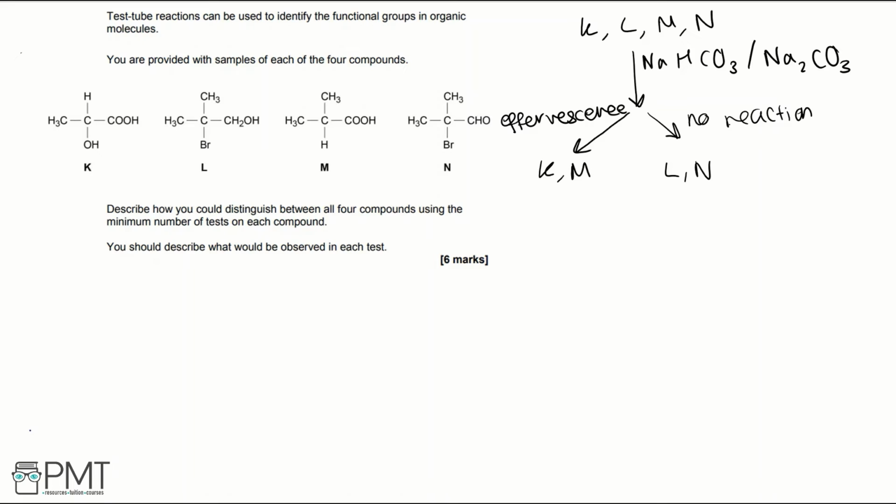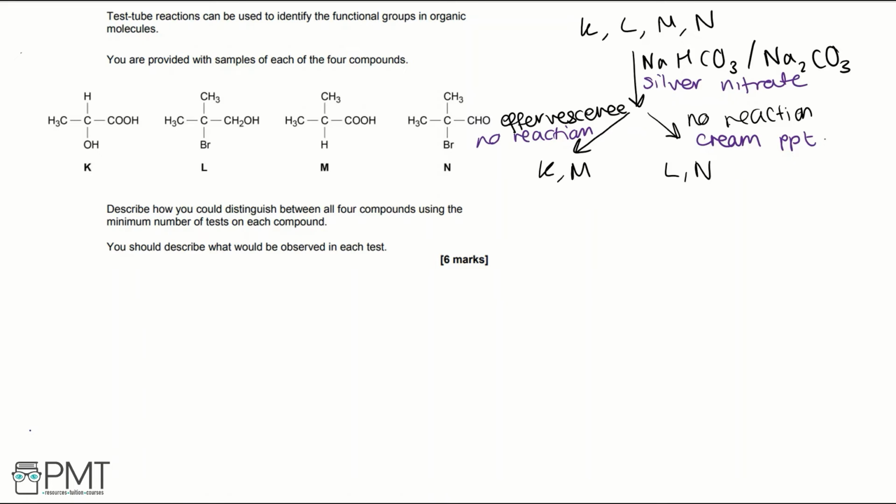Another way is we could react with silver nitrate, and this would react with the bromine. So the first one that we did, that's reacting with carboxylic acids. But silver nitrate reacts with halogens, specifically bromine, iodine and chlorine, and it will produce a cream precipitate. And that will separate into L and N, and if there's no reaction, then we're left with K and M. So next we need to distinguish between K and M and L and N.